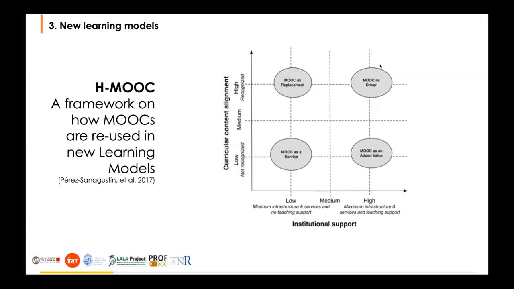At the other extreme, you have a lot of effort from the teachers and from the institutions, and it's completely aligned with the curriculum. This is what we call the MOOC as a driver, meaning that the MOOC is the driver of your learning path, and then you use the MOOC for making complementary activities around. This is the typical flipping the classroom process in which the teacher has to invest a lot of time rethinking their curriculum and making it around the MOOC.